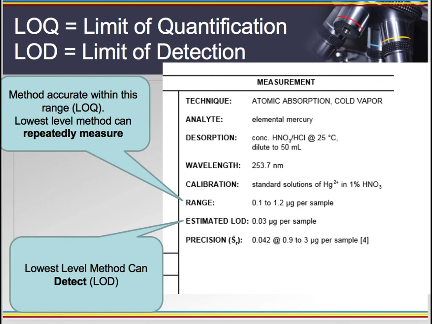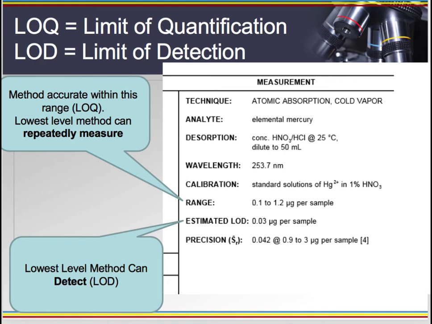So the next two concepts that we can see are in our analytical method, and it is written different ways depending on the method. They're not all consistent, and that inconsistency in which they're written is what makes them somewhat confusing. But the range, and this one shows between 0.1 and 1.2 micrograms per sample, is the method's accuracy, or the limit of quantification. This is the lowest that the method can repeatedly measure. That's the limit of quantification.